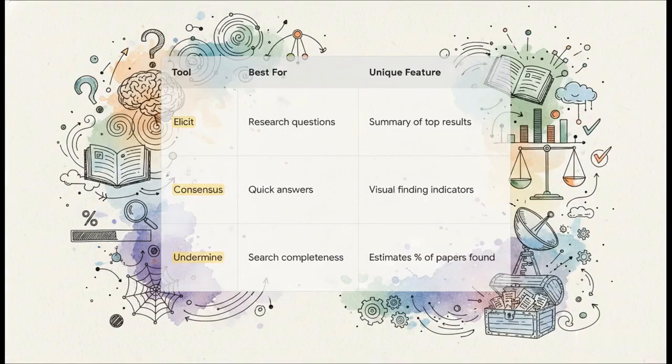So how do you fill that dump folder so quickly? Well, with some really powerful AI tools. For instance, you've got Elicit, which lets you ask a direct research question, and it gives you a summary of the top papers right away. Then there's Consensus, which uses these great visual indicators to show you a paper's findings at a glance. And Undermind, wow, this one does something I've never seen before. It actually estimates what percentage of all the relevant literature it thinks it's found. That is incredible for knowing when your search is actually done.